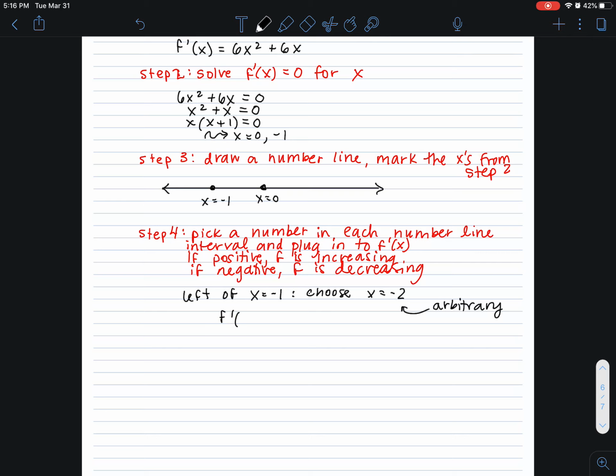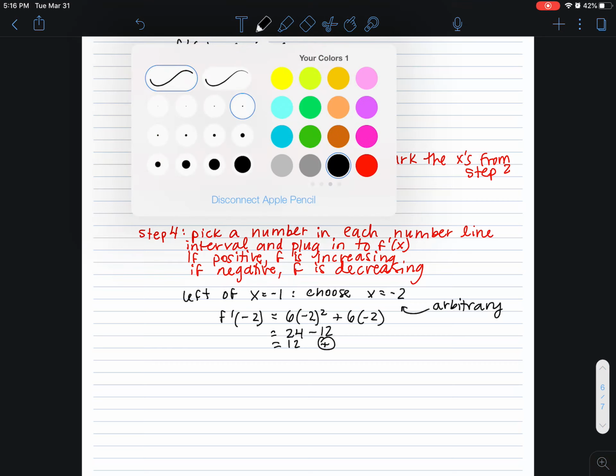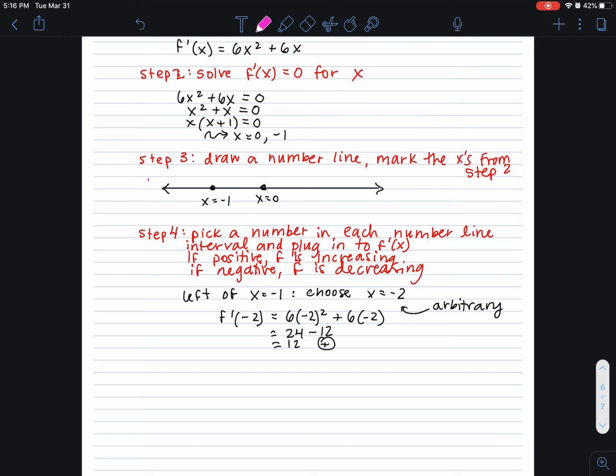We have f prime of negative 2 is equal to 6 times negative 2 squared plus 6 times negative 2. Negative 2 squared is 4, so this is 6 times 4, which is 24, minus 12. When we solve that, it gets us 12, which is positive. And I like to mark on my number line what's happening to my slopes, so then I can determine increasing or decreasing later. So I know to the left of x equaling negative 1, I have positive slopes.